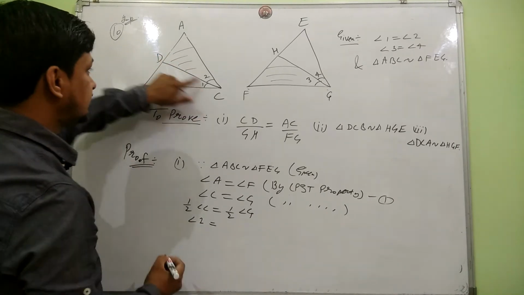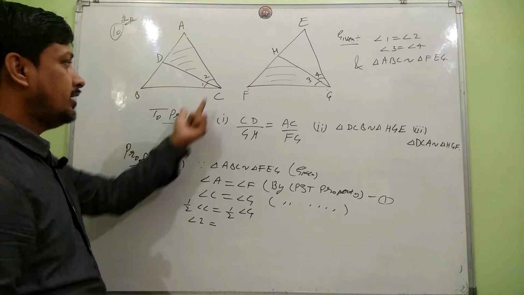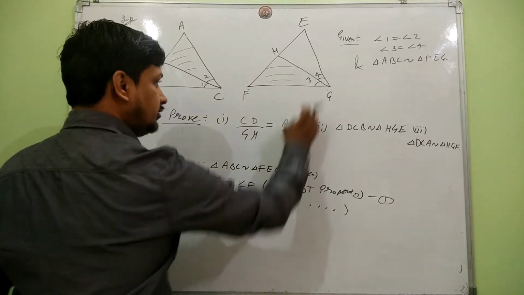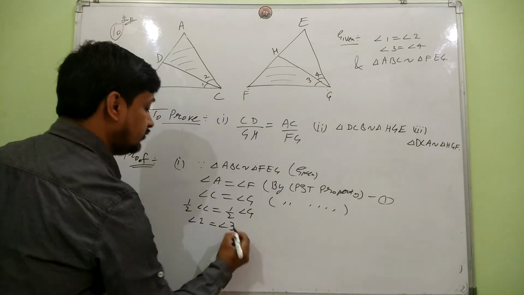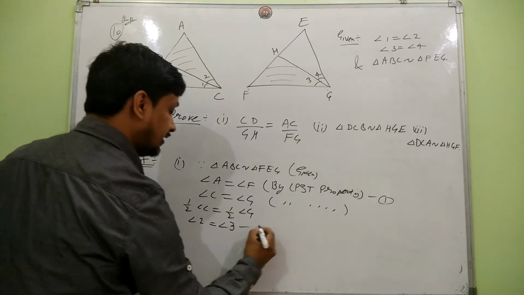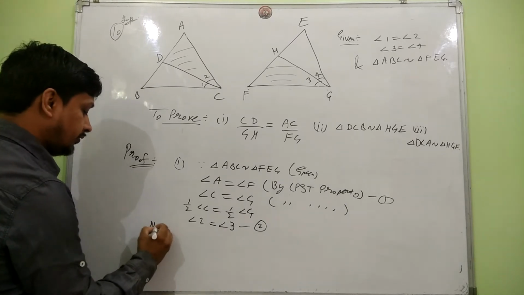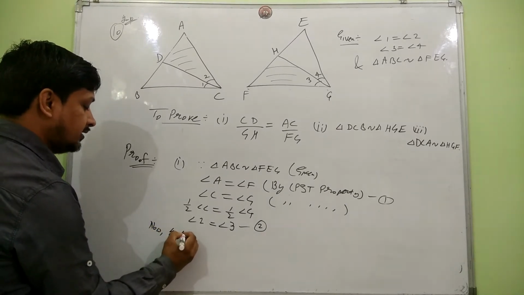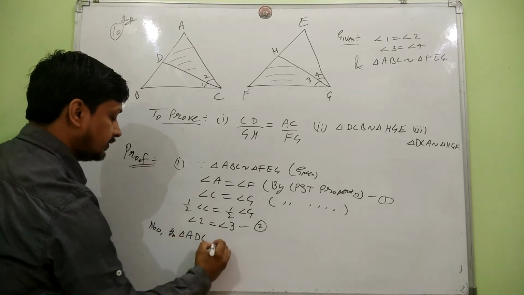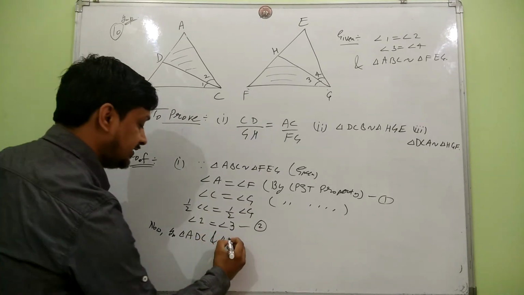Why? Because this line is a bisector. So angle 1 is equal to angle 2, and at the same time angle 2 is half of angle C. And half of angle G, you can write as angle 3. It's your choice, you can write angle 3 or angle 4, but here we need angle 3, so that's why we are taking this. This is equation number 2. Now start taking the triangles which we want. We want triangle ADC, and we will take triangle HGF.